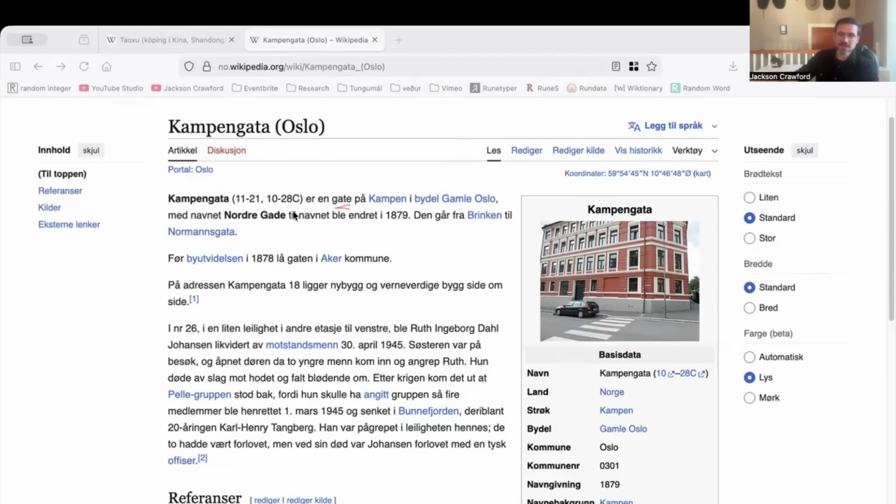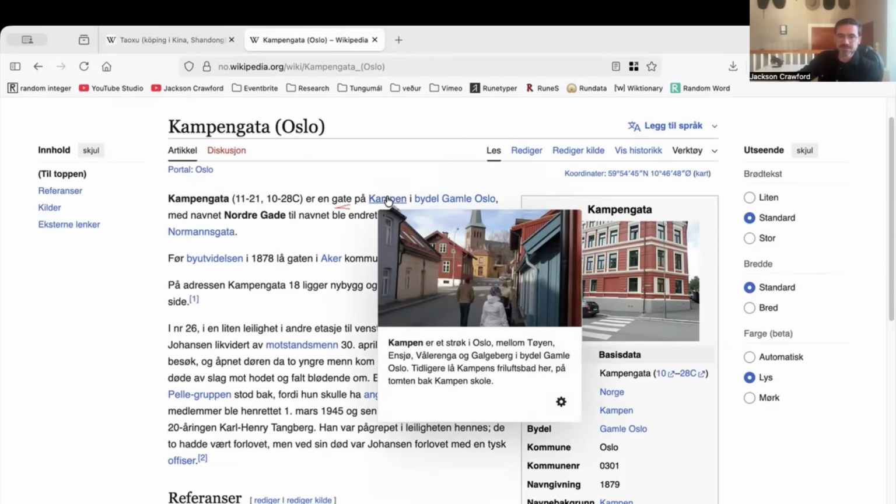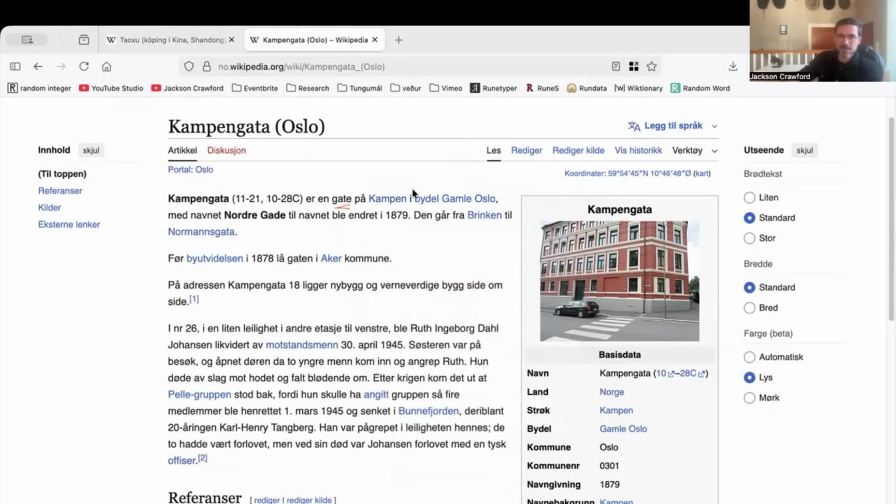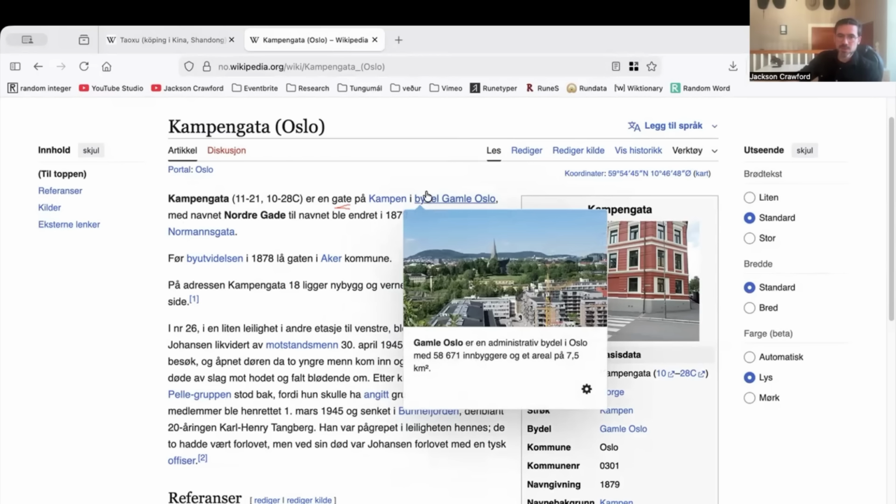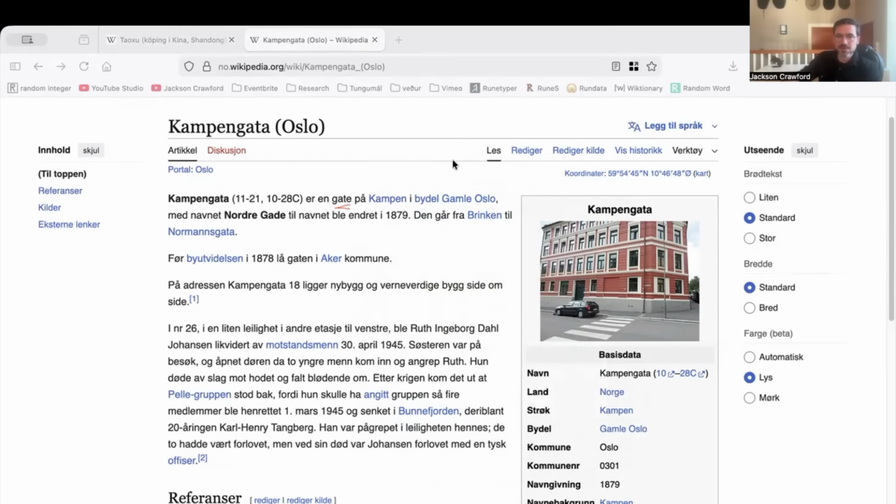Okay, so Kampengata er en gata på Kampen. So it's a street on Kampen, which is like an area, neighborhood in the bydel. This is a compound. By means city, dale means part.